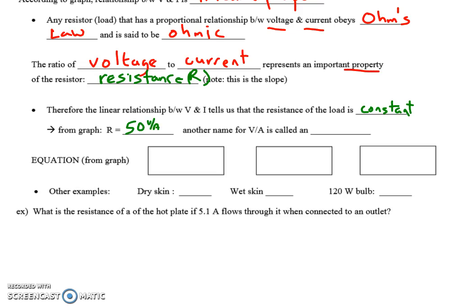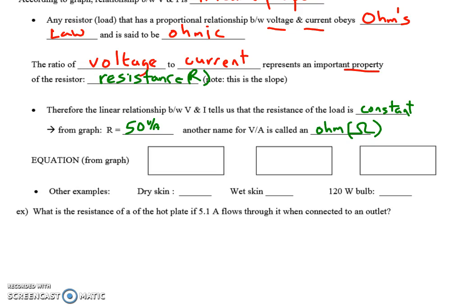Now another name for a volt per amp, in other words, the unit for resistance, is called an ohm, appropriately enough, after Georg Ohm, and it has a funny looking symbol. It looks like an upside down horseshoe. That's the Greek letter omega, actually the capital omega. We did lowercase omega for angular velocity.